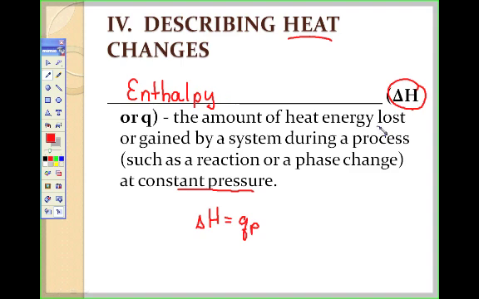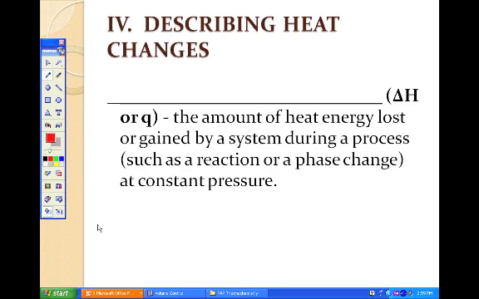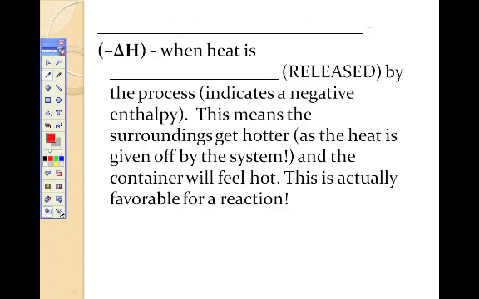So heat's either going to be lost by the system, which it does in an exothermic, or gained by a system. So it's really important to consider the difference between the system and the system's surroundings. And we'll see this in our next slide coming up. So let's move forward to distinguish and spend a little bit more time on the difference between exothermic and endothermic.